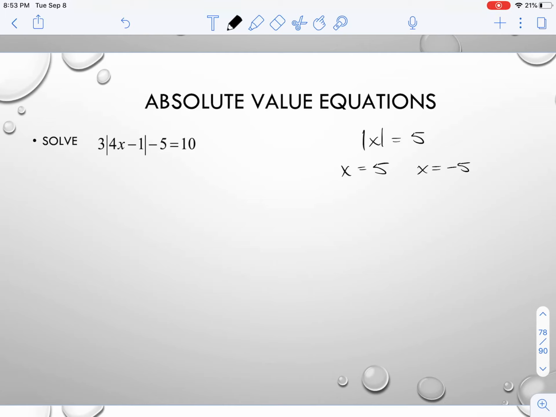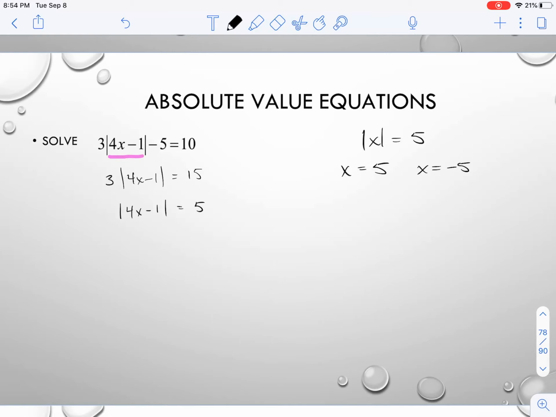So when I take a look at the equation here to the left, I have 3 times the absolute value of 4x minus 1, minus 5, equal to 10. So again, first thing I want to do is isolate my absolute value here. So I'm going to add 5 to both sides. It's going to leave me with 3 times the absolute value of 4x minus 1 equals 15. I'm going to divide both sides by 3. It's going to leave me the absolute value of 4x minus 1 equal to 5.